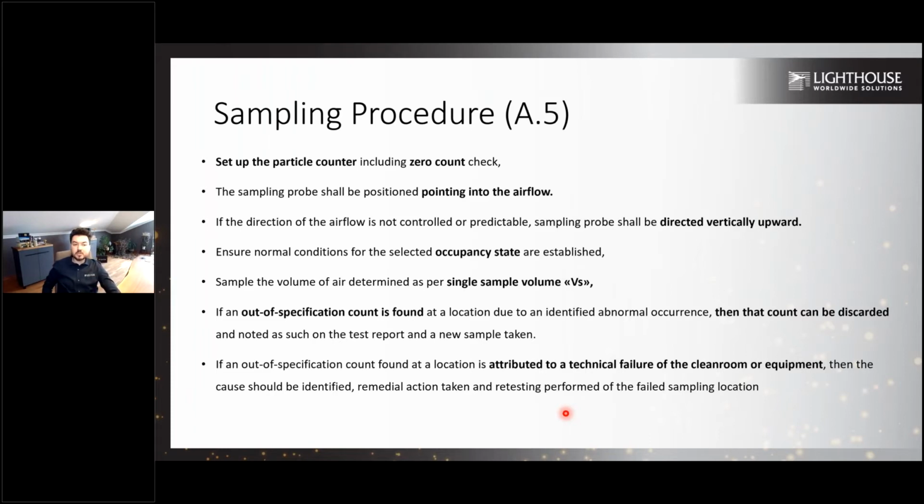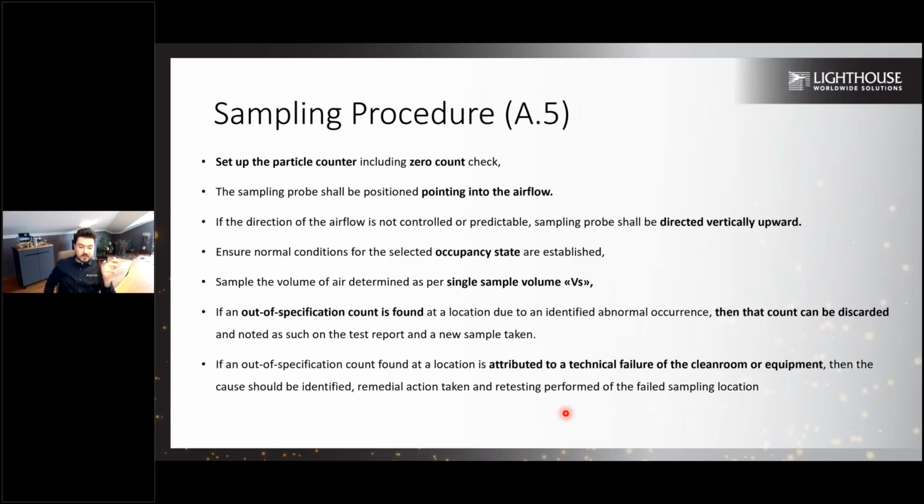And you should make sure that you are selecting the right occupancy state and also make sure that you are establishing the right occupancy state requirements, and sample time and the volume of air to be defined. And then if there is an out of specification count is found at the location due to an identified abnormal occurrence, then that count can be discarded. But make sure, if you are going to discard, you should make sure that this is out of specification. This is not your limit exceeding.